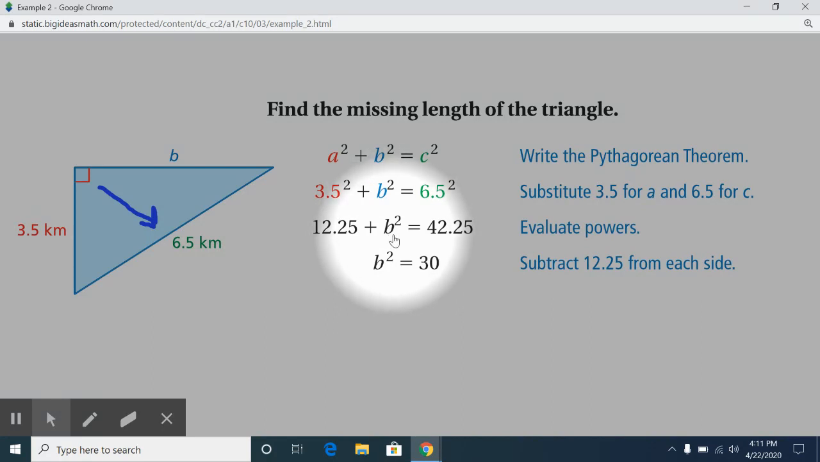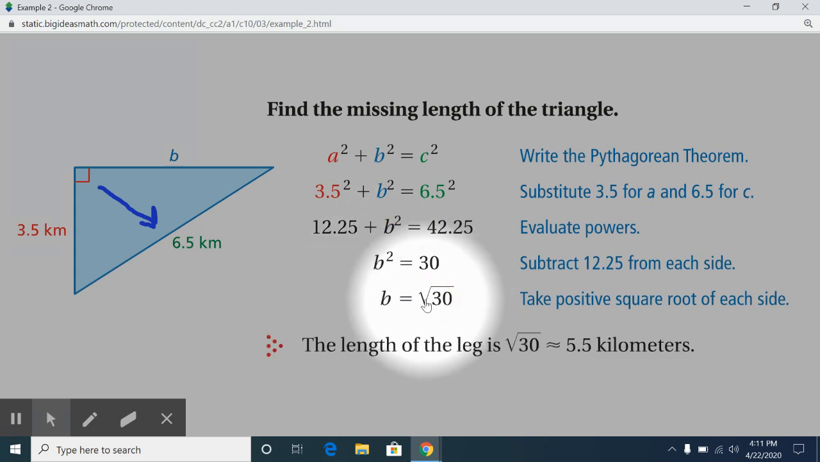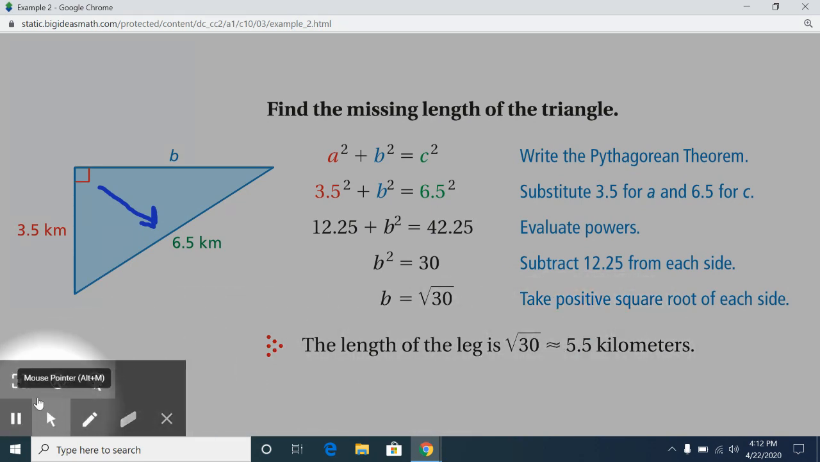When we're finding the leg, we have to isolate that variable first. So we subtract 12.25 from each side. Now that leaves me with B squared equals 30. Now I can take the square root on both sides to get rid of the squared. What they say here is they round to the nearest tenth. They're saying the length of the leg is the square root of 30, which is approximately 5.5 kilometers. That's what we do when we're finding a leg.